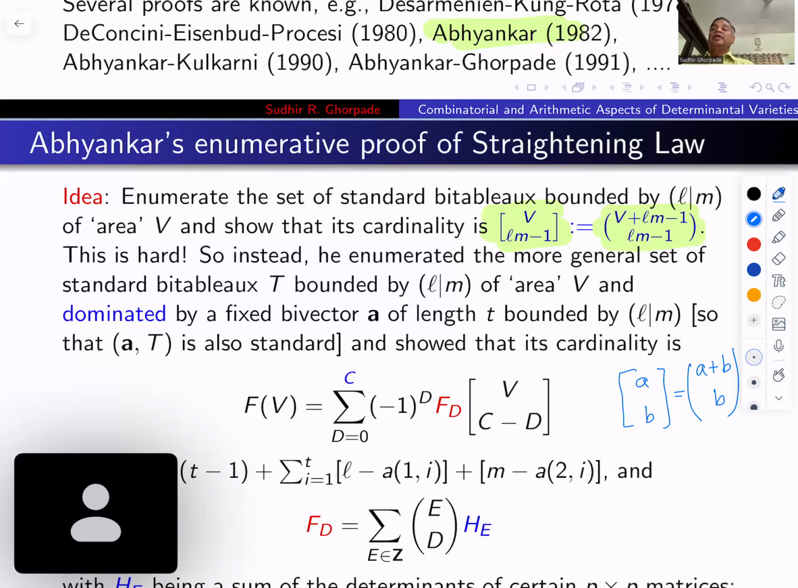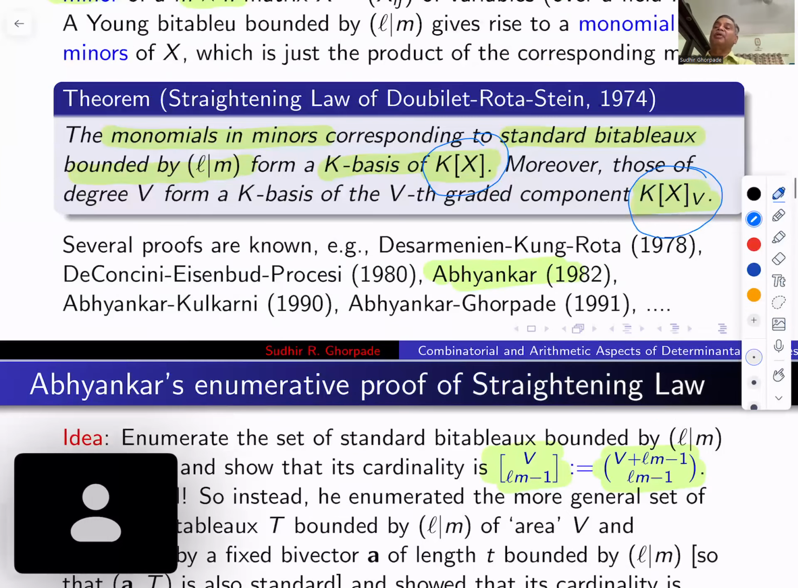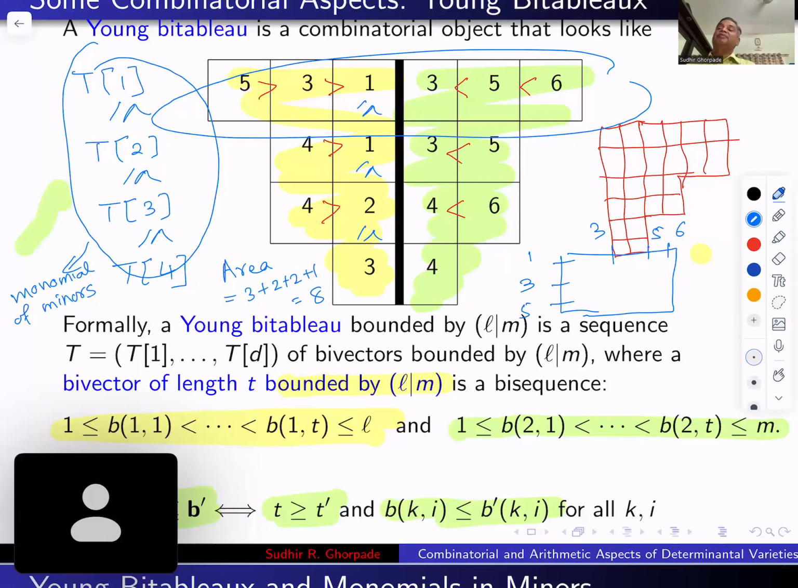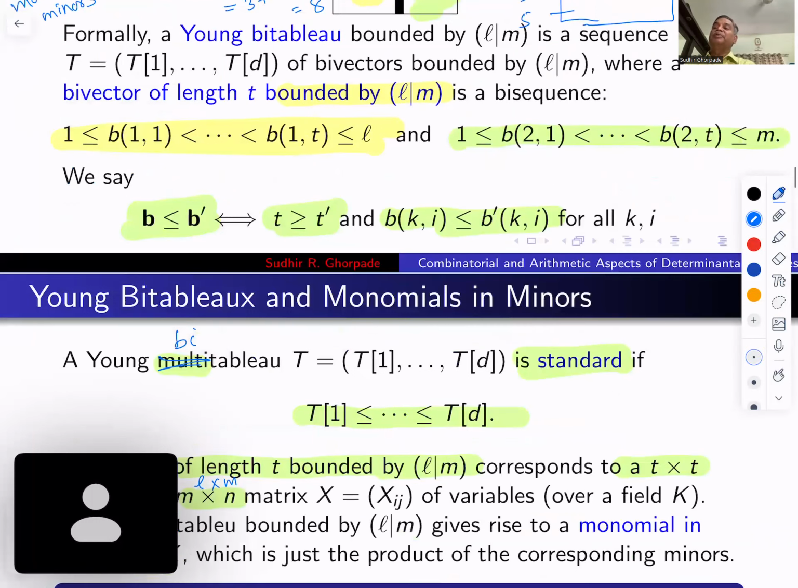So his idea was that you enumerate the set of all standard bi-tableaux bounded by L, m and of area v, and show that its cardinality is the right one. And then you just have to show either linear independence or generation. Somehow the problem becomes a purely combinatorial problem. You see that I have to count the standard bi-tableaux which are bounded by L on one side, m on another side, whose area is v, and get a nice formula for that. And this was not immediately obvious.